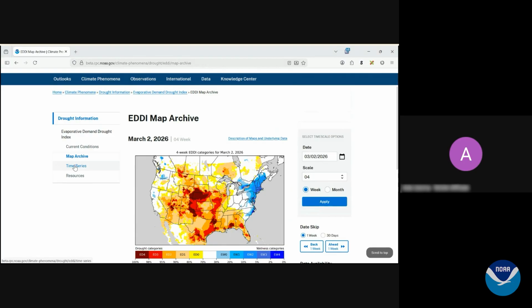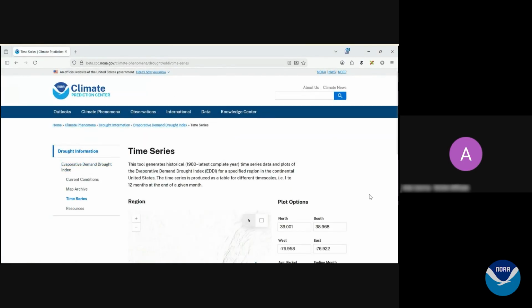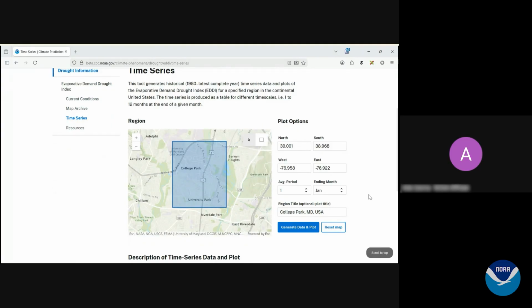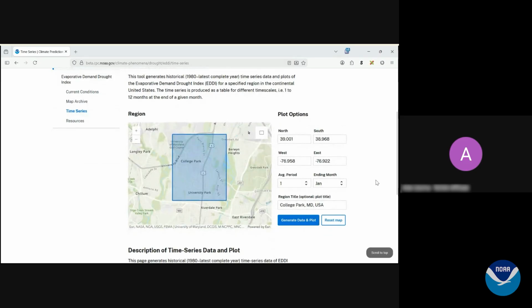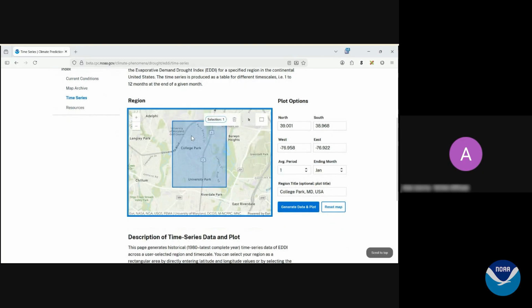And then after the map archive, we have the EDDI time series page. And starting off, we have introductory text that explains what the time series is. An interactive map here with a regional bounding box and some inputs on the right-hand side with plotting options. So you can either type the values here in the form, or you can drag and change the location of the points, and the numbers will automatically update as you're dragging.